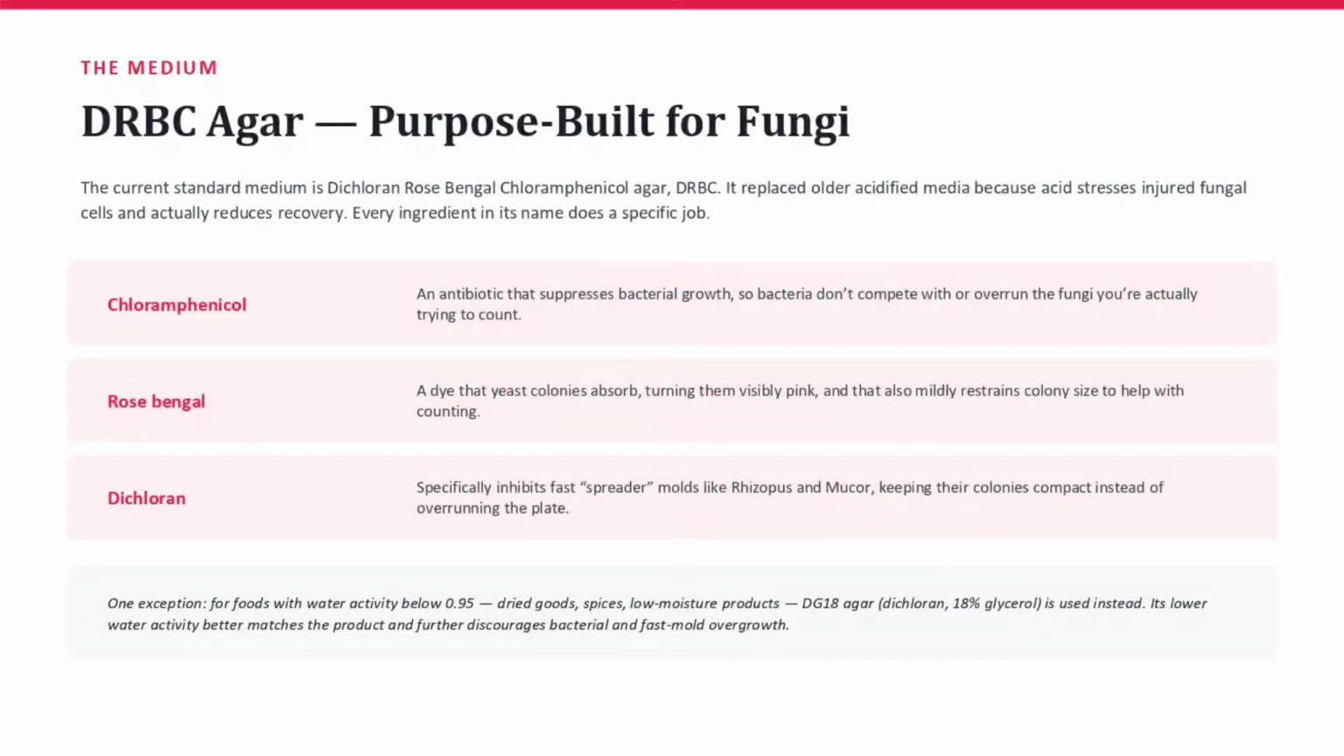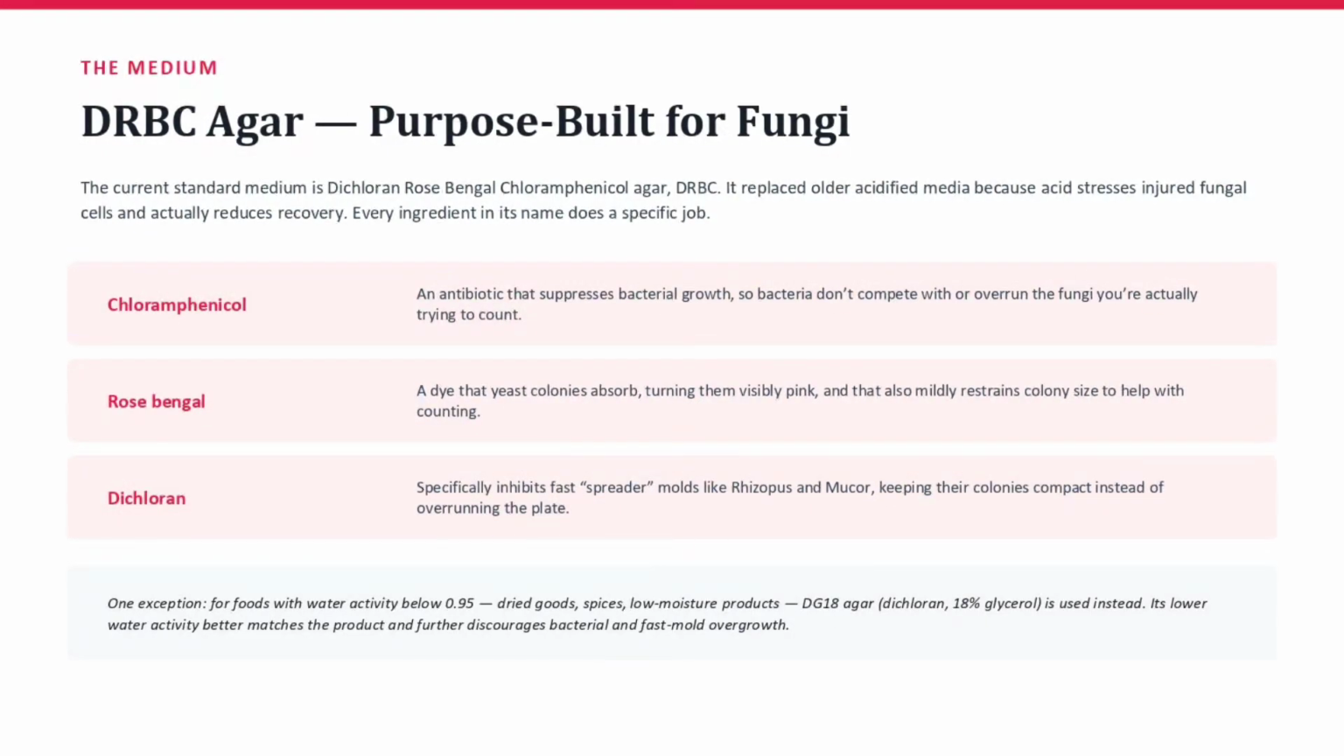Let's talk about the medium, because this is where the method genuinely diverges from what we covered in Lecture 28. The current standard medium is dichloran rose Bengal chloramphenicol agar, DRBC. It replaced older acidified media because acid actually stresses and injures fungal cells, which reduces recovery rather than helping it. Every single ingredient in that name is doing a specific job.